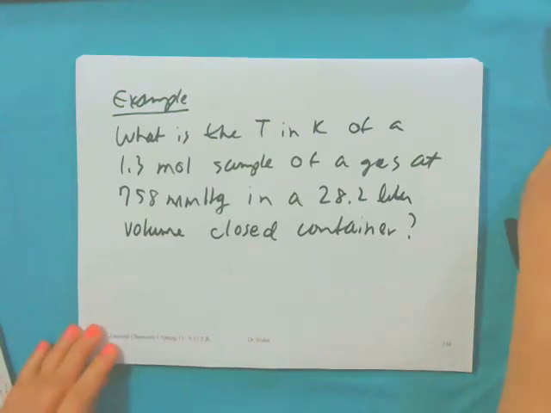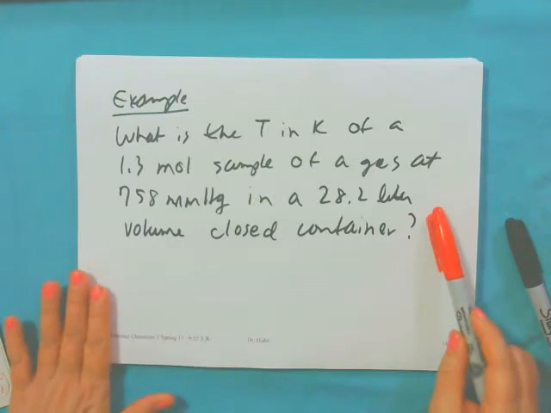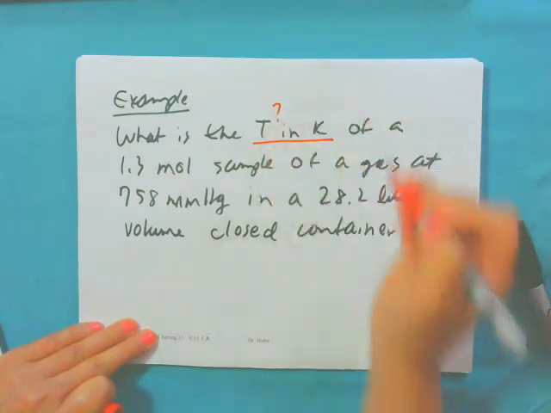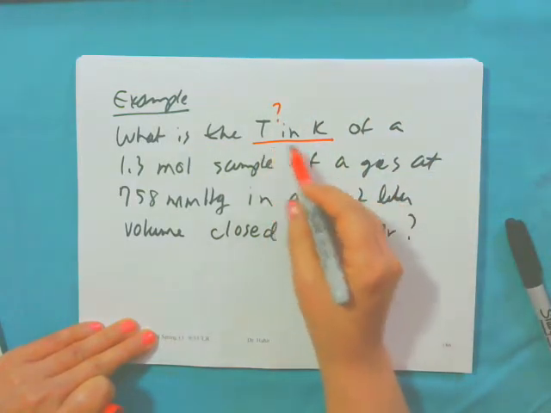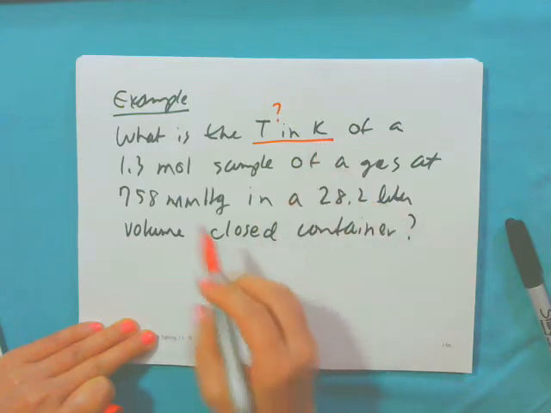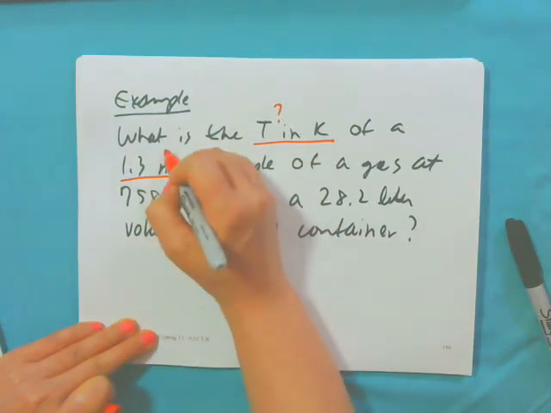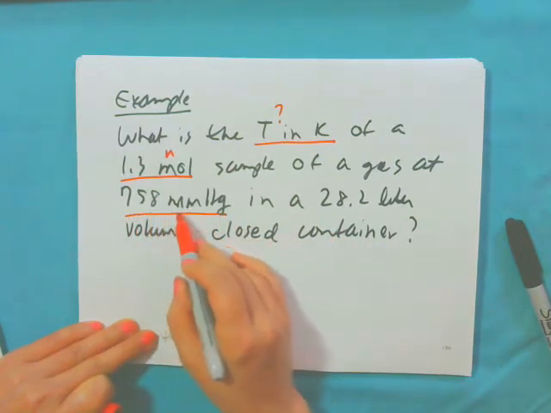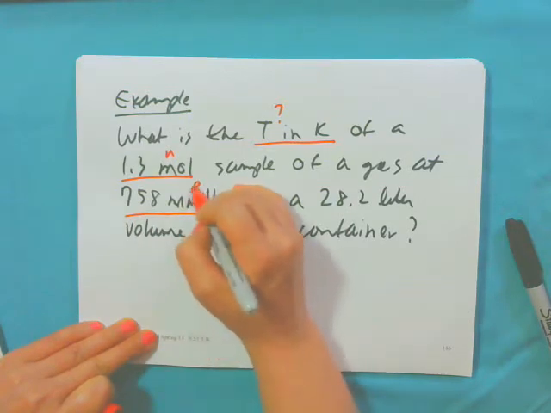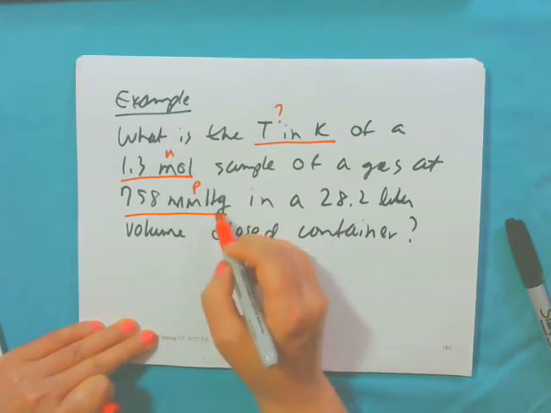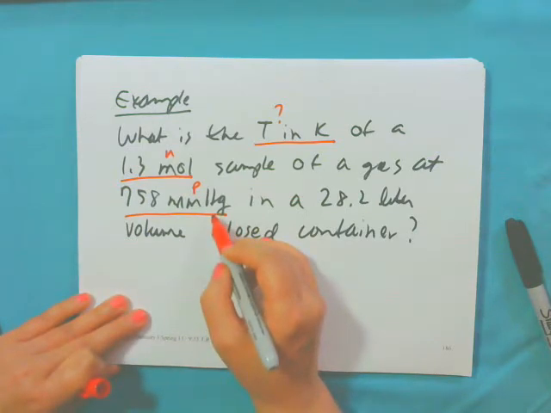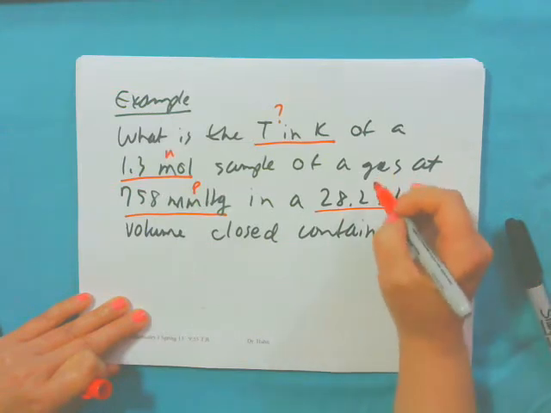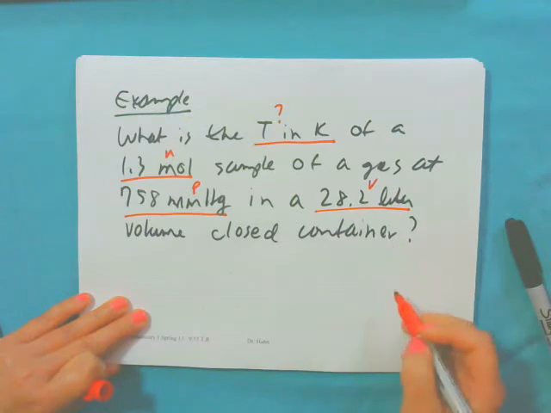Now, when you're trying to analyze what to do with such a question, you want to look at the question and try to figure out what's going on. You notice that we're looking for temperature. We don't know what temperature is. I would like to get it in units of Kelvin. I have 1.3 moles, so that's my number of moles. And the pressure is 758 millimeters of mercury. How do I know that's pressure? Because it's in units of millimeters of mercury. It's not like liters or something like that. It must be pressure. I also have 28.2 liters, and liter is a unit of volume, so there's my volume.